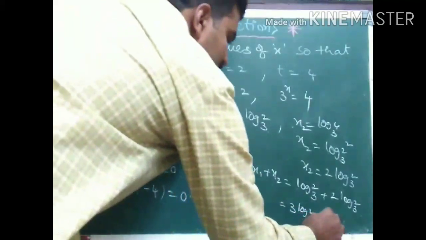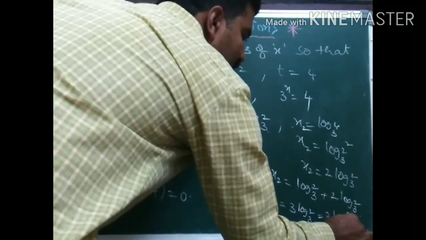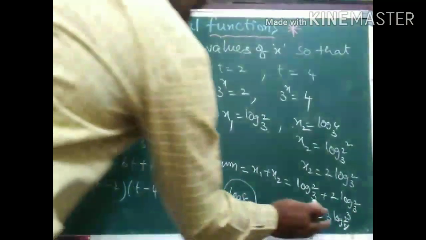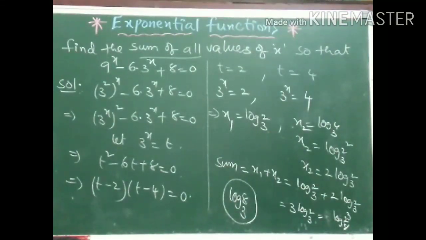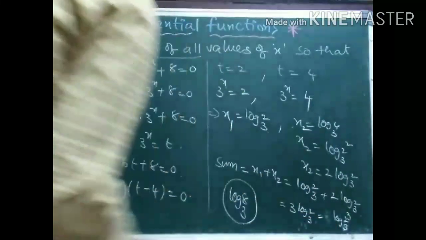So this is nothing but I can write it as 3 into log 2 to the base 3, which is log 2 cube to the base 3. So please note it properly. Not 3 into this, this 3 itself in the power. Log 2 cube to the base 3, which is log 8 to the base 3.